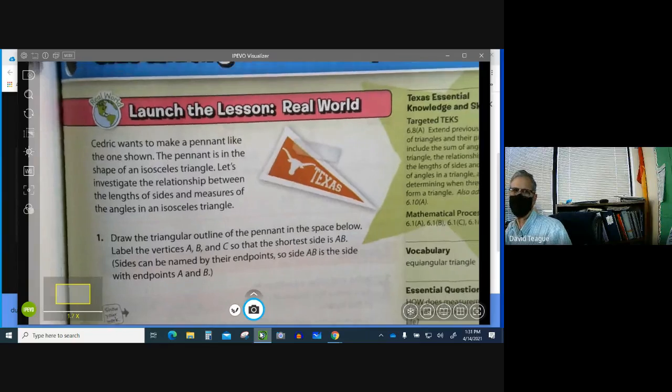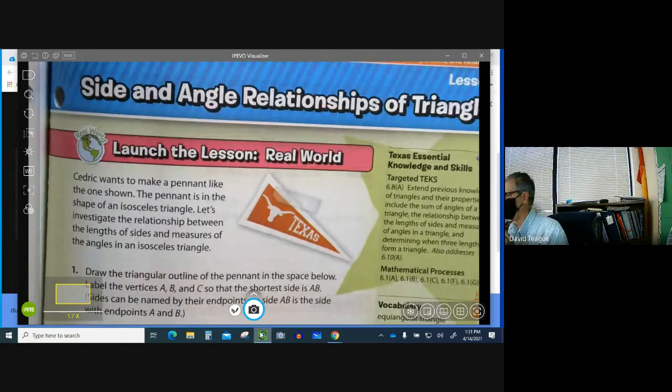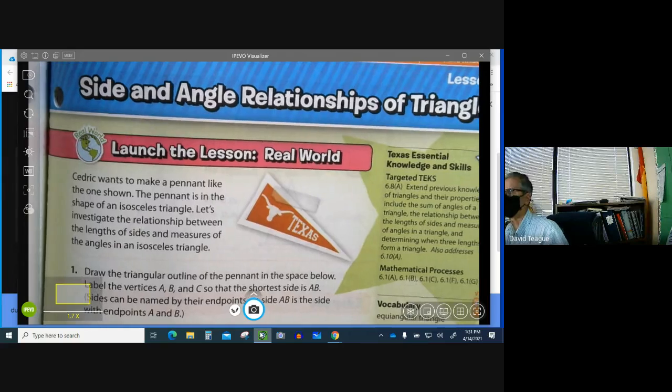Acute, very good. And if we have an angle that is greater than 90 degrees, obtuse. And if it has a right angle, it's a right triangle if it has a 90-degree angle in it. Okay. And then if we're talking about sides, if it has no congruent sides, what do we call it?